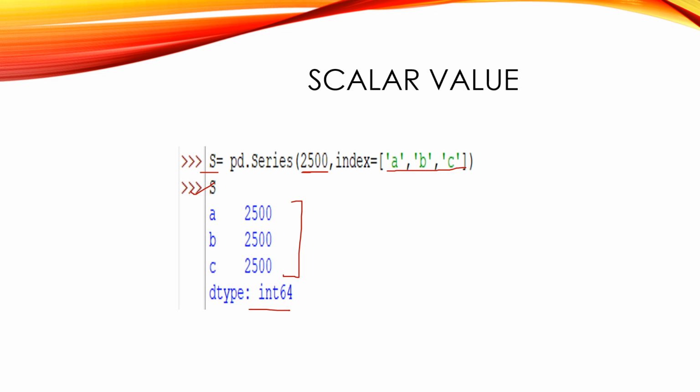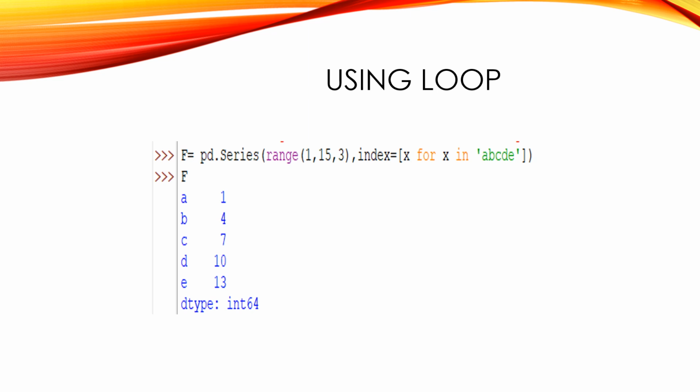Now we are creating a series using a loop. We have created an object f equal to pd.Series. We have given a range starting from 1 stopping at 15. That means it will go from 1 to 14, that is n minus 1, that is 15 minus 1 equals 14. And the step value is 3. That is 1 plus 3, 4 plus 3, and similarly it goes on.